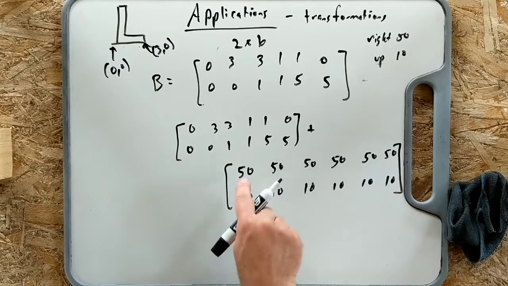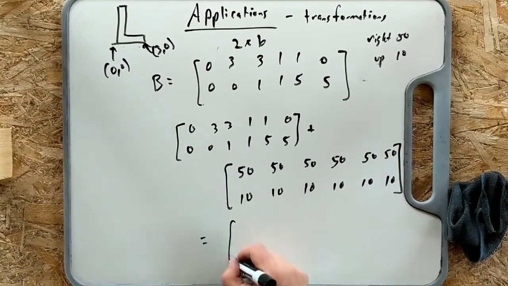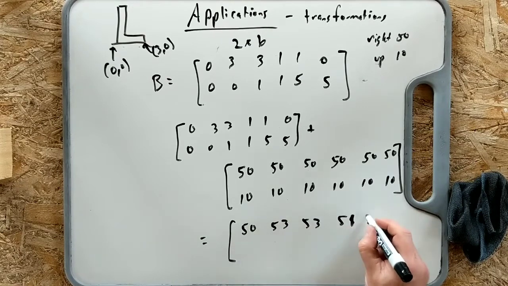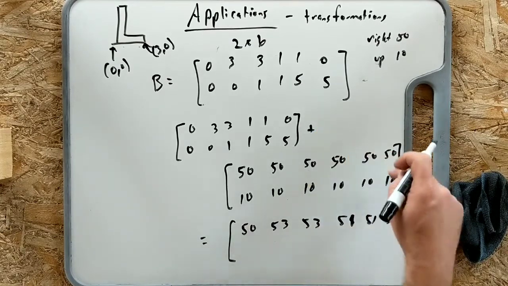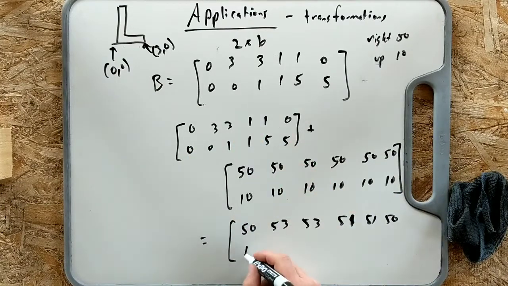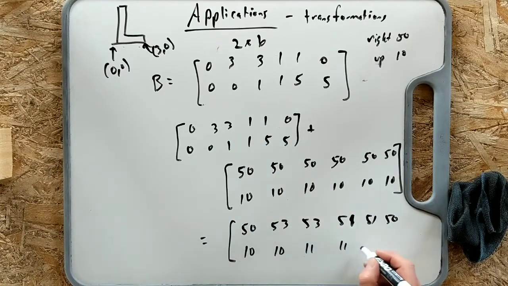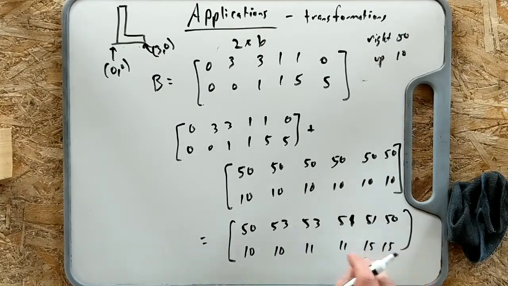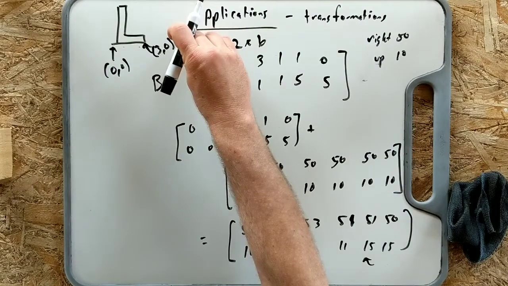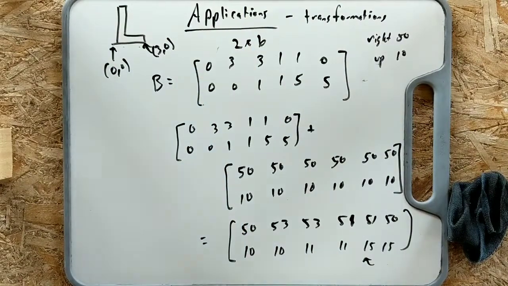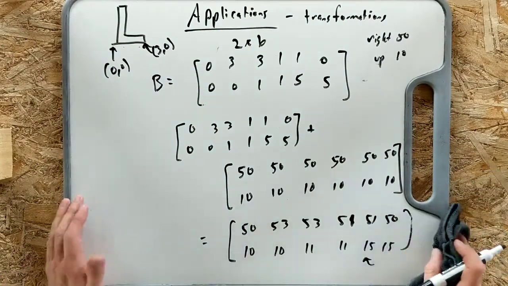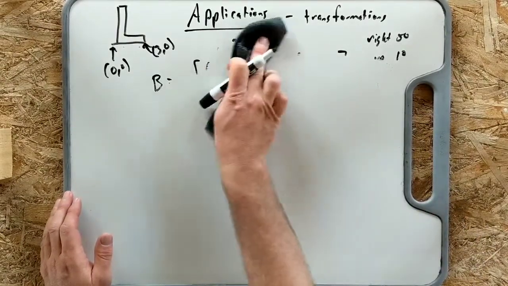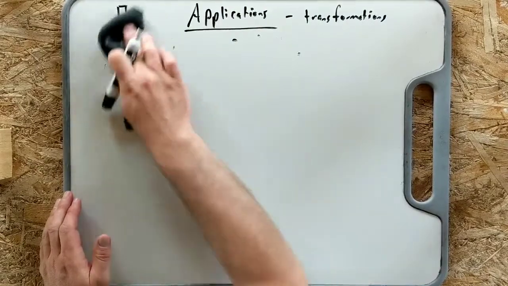And that allows you to add 50 to every one of those x's, and you'll get 50, 53, 53, 51, 51, and 50, and add 10 to every one of those y's. So you get 10, 10, 11, 11, 15, 15, and this is your new point, which will move the whole object over. This L will just go right 50, up 10. Okay, that's it for transformations. Look through the notes, by the way, to see some problems on that. You know, I'll work through them.